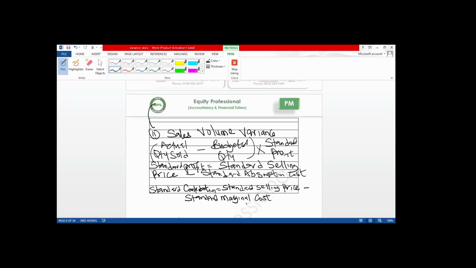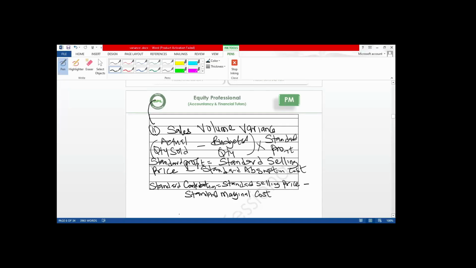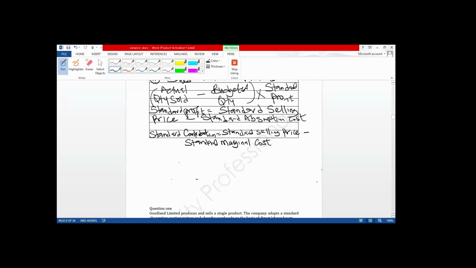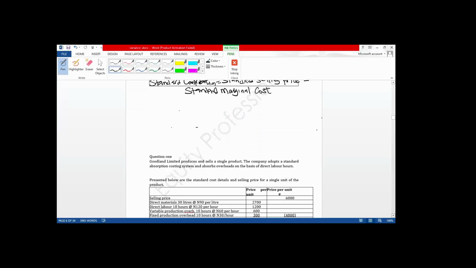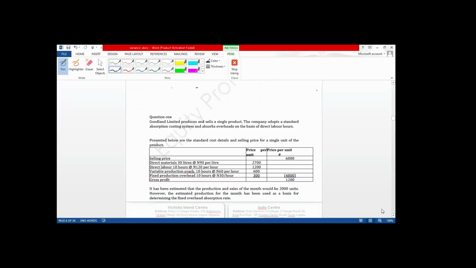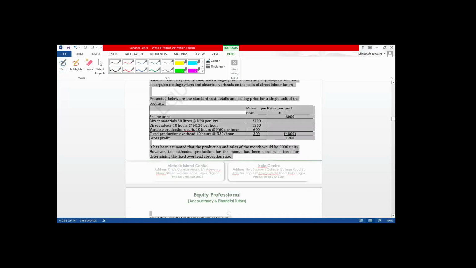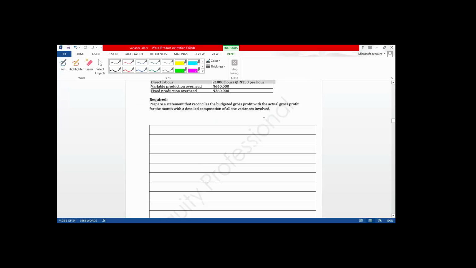We are done with the explanation. This provides you with the foundation knowledge of variance. Any question? Any clarification? Please refer to your study pack where you have variance. I think page 96.